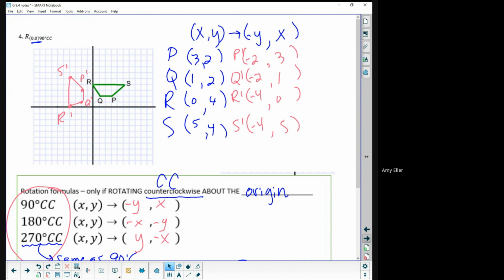Check and see if it looks reasonable. We're going 90 the opposite way the clock moves. That looks about right. All my points are labeled. You can decide if you like the formula better. It's a little bit more writing. You have a lot of points to write, but it saves you time from tracing and cutting.